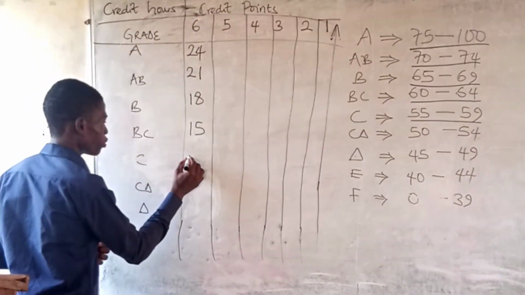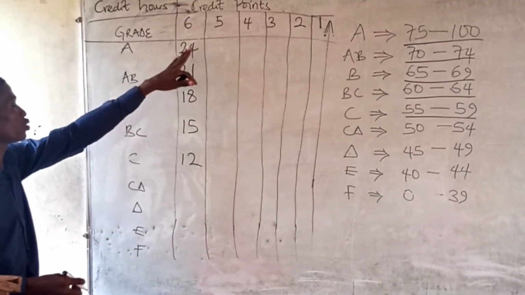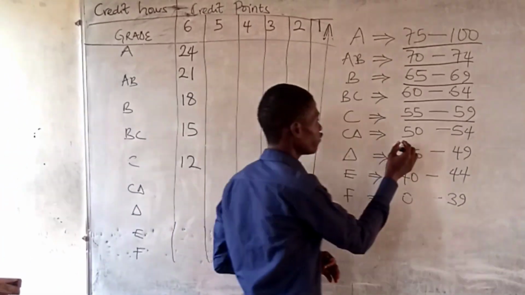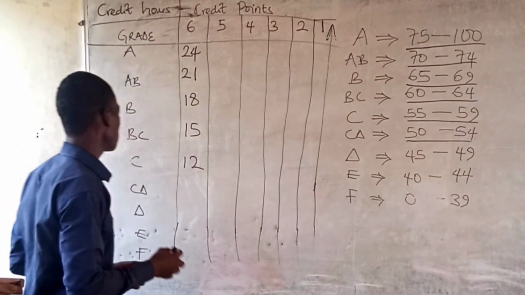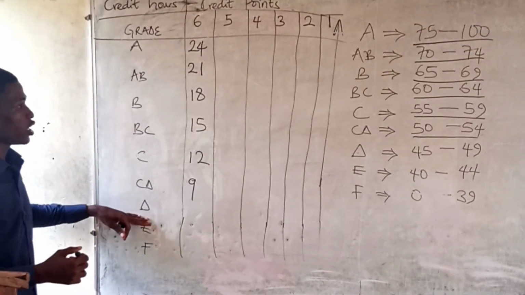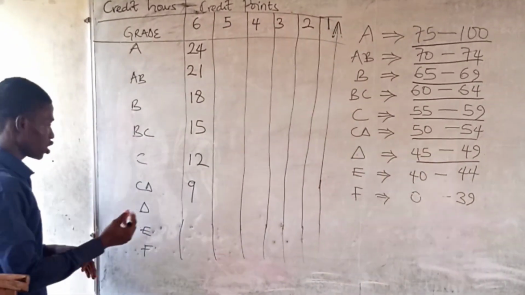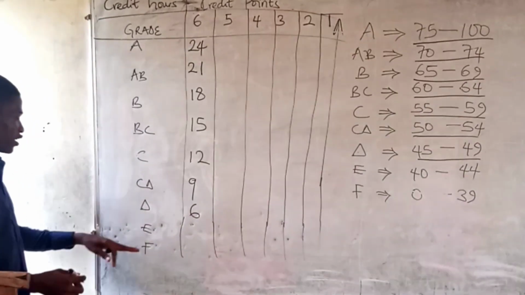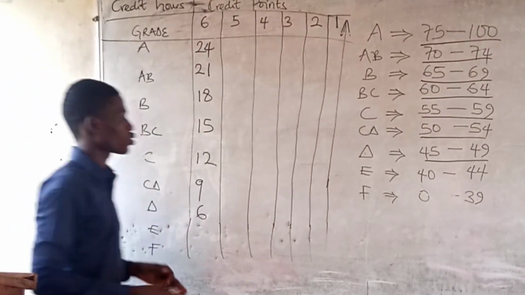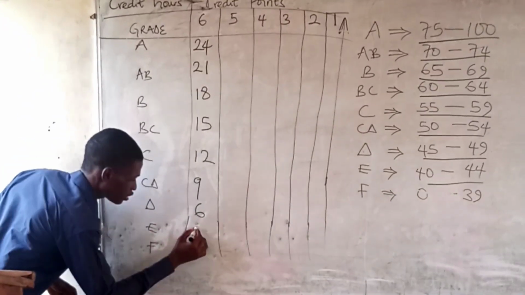Then it will be 12 credit points. Still under our 6 credit load units, if you have CD grade, it means you scored between 50 to 54 in your course. It will be 9 points. Then for D, if you score between 45 to 49 in your course, it will be 6 points. Then for E, still under the 6 credit load unit, don't forget, you scored between 40 to 44, that's over 100, your grade point will be 3.